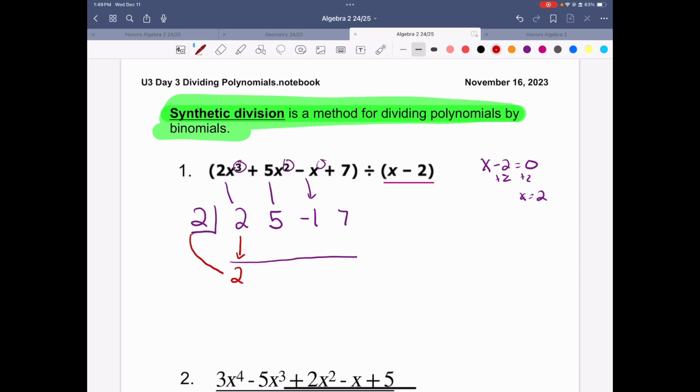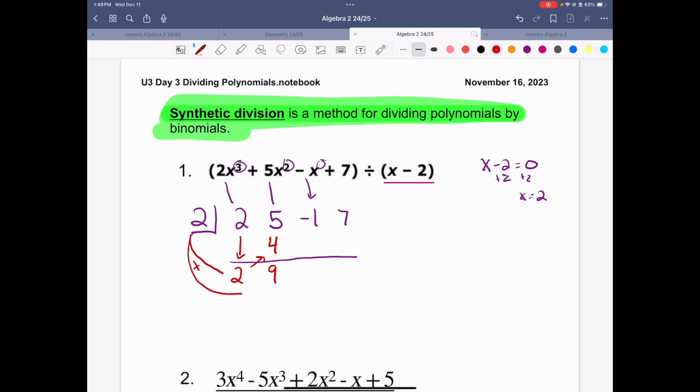So if it's below the line, we multiply. 2 times 2 is 4. The result of multiplying goes above the line. Next step is we're going to take the 2 times the... got to add those together. I got ahead of myself a little bit. 5 plus 4 is 9, so I'm below the line.